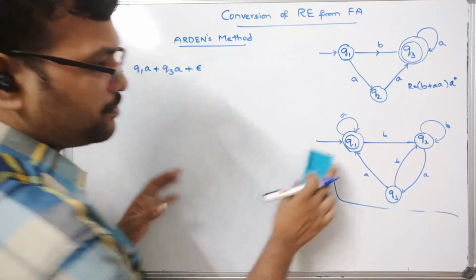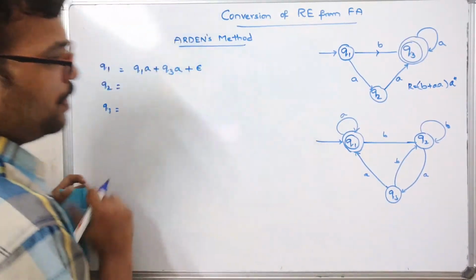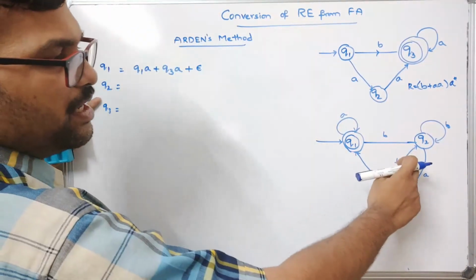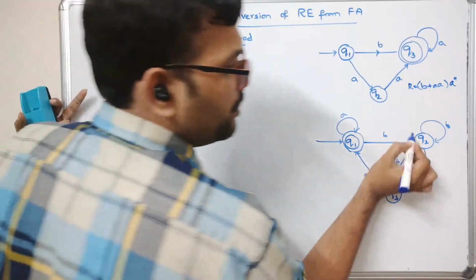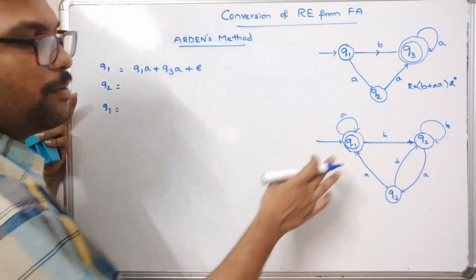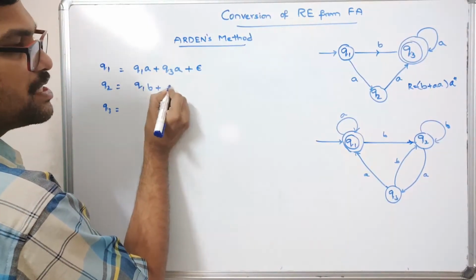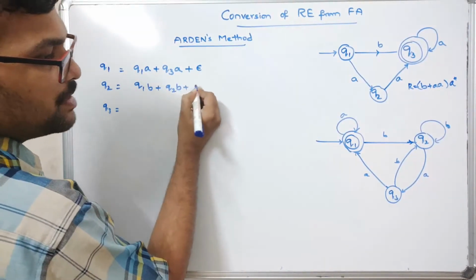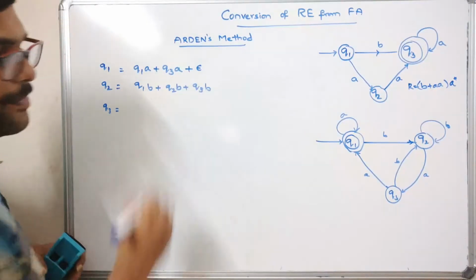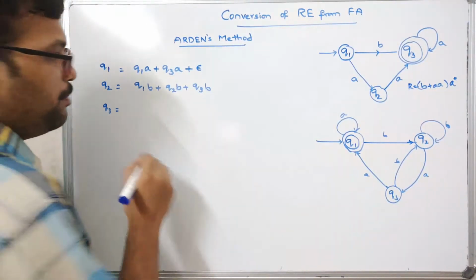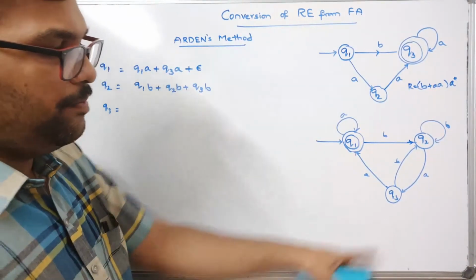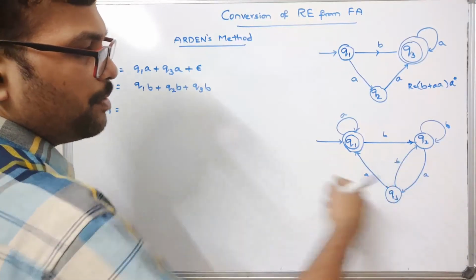Next, Q2. Q2 has incoming edges from Q1, Q2, Q3. So Q1 B plus Q2 B plus Q3 B. Q1 B, Q2 B and Q3 B. And coming to Q3, it has an incoming edge only from Q2.